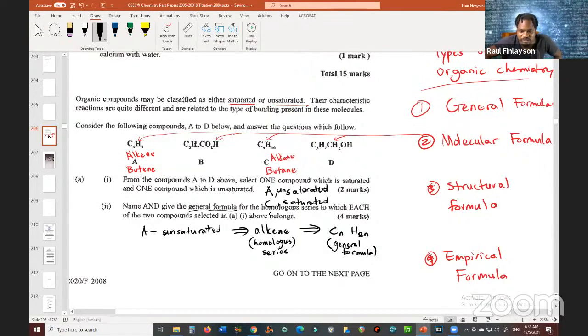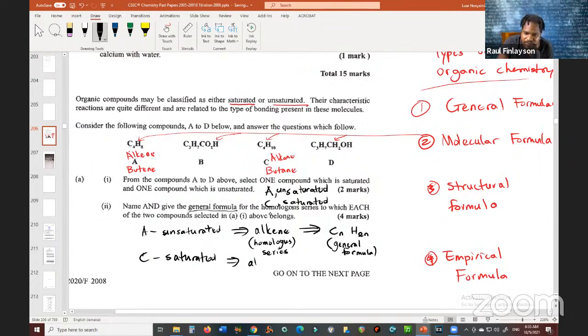So yeah, same thing. Alkene has the general formula CnH2n. That's what they're asking you for here in this question. It's 4 marks, so you get 2 marks for this. And then of course, C is saturated, which we said before, and that's an alkane. That's the name of the homologous series.